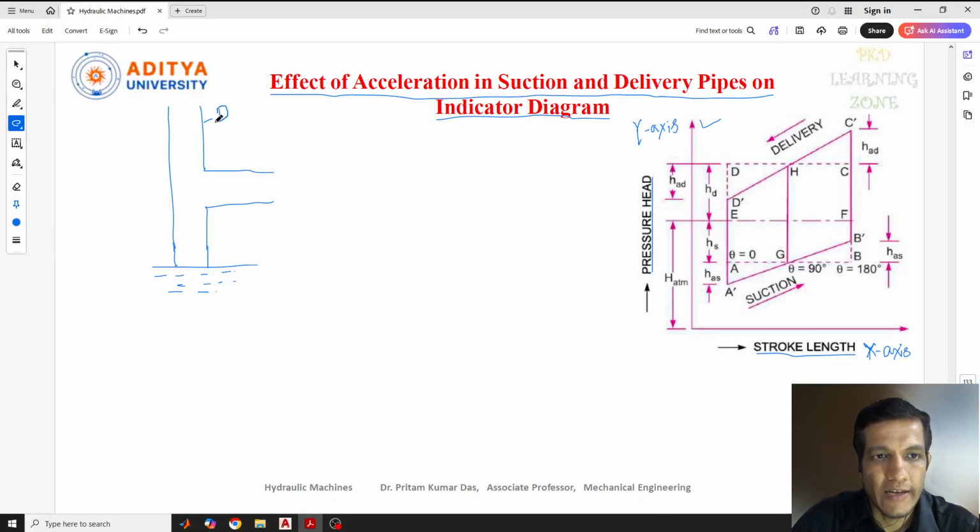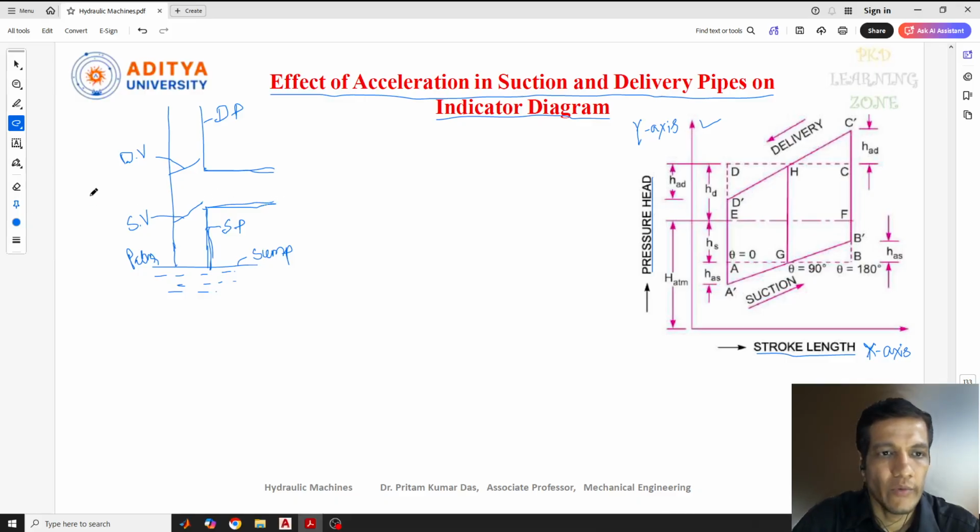This is our delivery pipe, and here the delivery valve is there. This is our delivery valve, and here is one more valve, that is the suction valve. This is our suction pipe, and this is the sump level. This is the sump, and atmospheric pressure is acting on this, so P atmospheric. So this is our cylinder part.